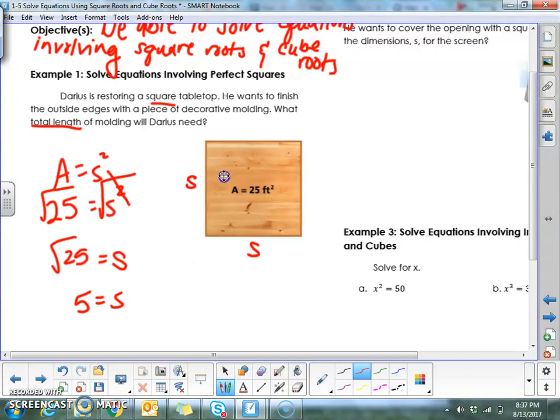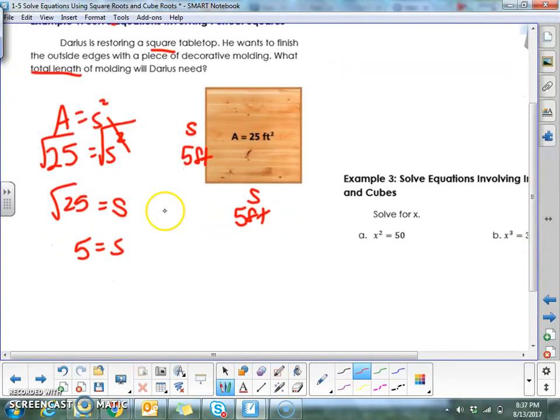That means this is 5 feet, this is 5 feet, all the sides are 5 feet. So if I want to find the total length of molding he needs, I'm going to take 5 feet plus 5 feet plus 5 feet plus 5 feet, or you could just do 4 times 5 because we have 4 sides and they're each 5 feet. So he is going to need 20 feet of molding.